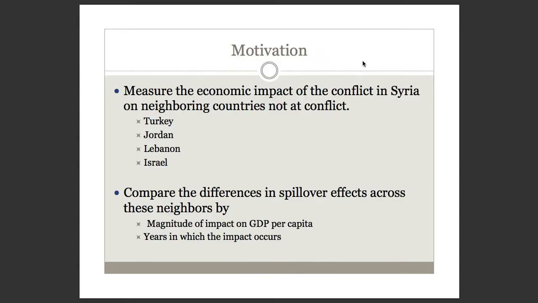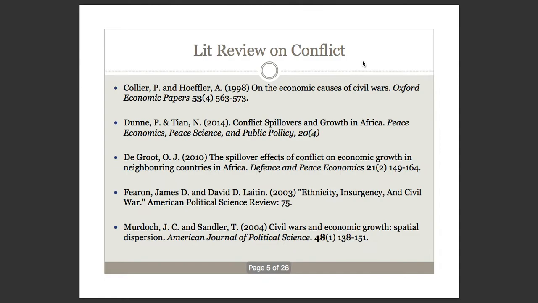There is only a little bit of literature on conflict in economics, and the motivation of this paper is to add to that literature by looking at the spillover effects economically onto bordering countries. And this is an interesting case study because we have four countries not at war bordering a country that is at war. So I can also compare the differences in these four countries.